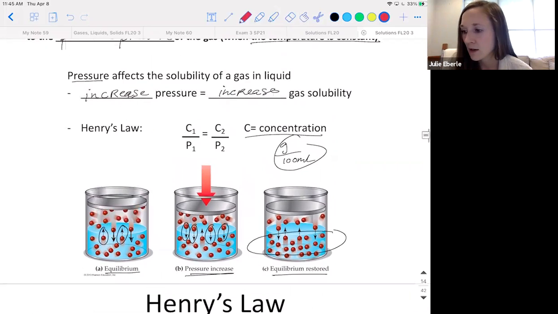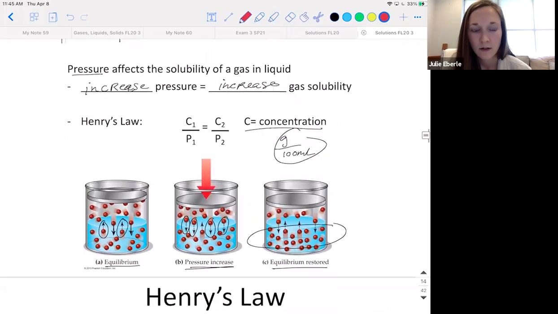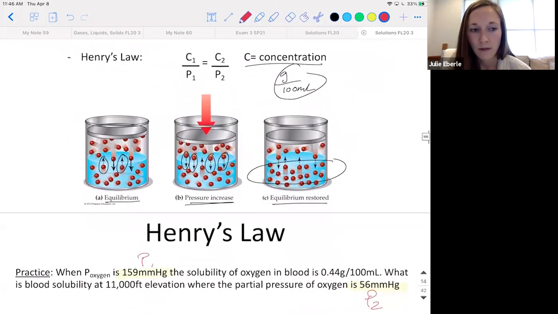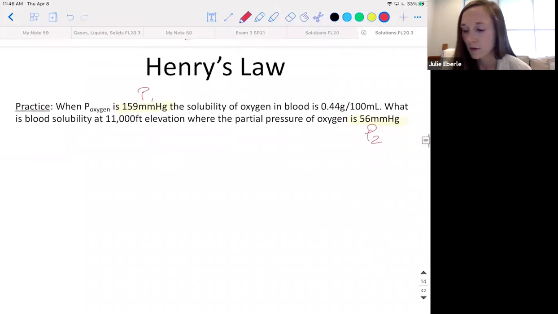And what's nice is that we have the same units on both. Keyshawn, were you good with this slide up here? Hopefully, maybe. Okay, I hope you are. Let me know. And then we have a concentration given to us. Okay, so here it is right here. So that is C1. And it says, what is the blood solubility? So we're looking for C2.